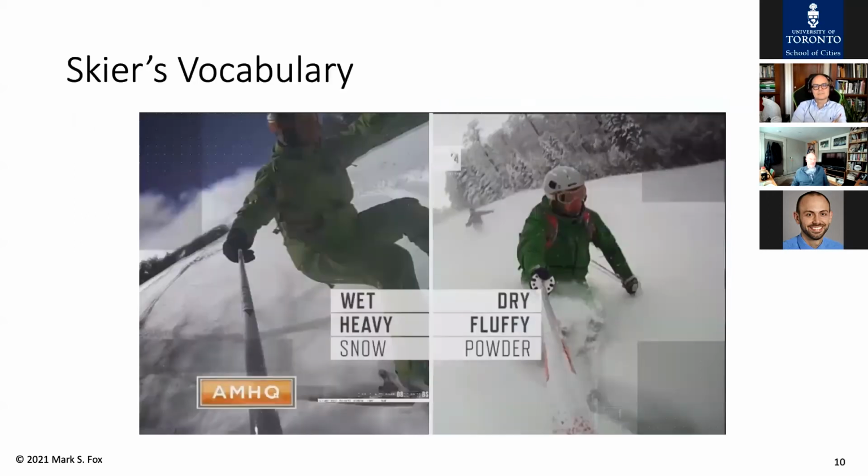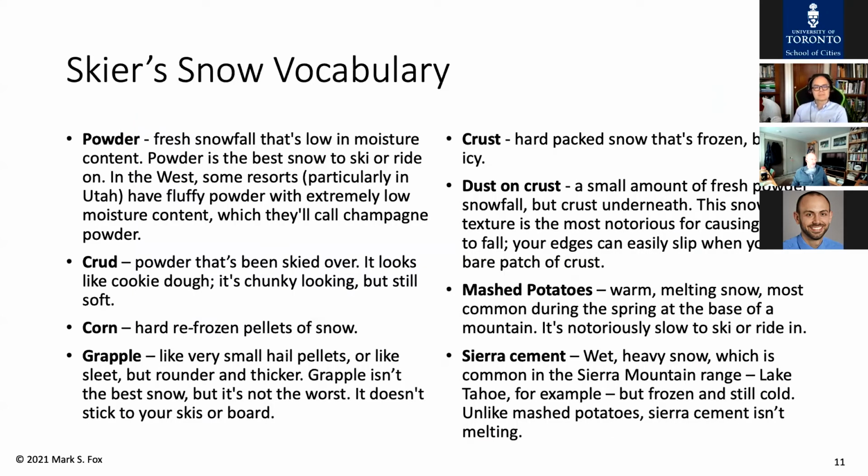On the other hand, if I'm a skier, I actually have a richer representation. I have a high fidelity representation where I represent things such as powder, crud, corn, grapple, crust, dust on crust, mashed potatoes, Sierra cement, for those of you who do skiing for real. This is all important because it will change the way you ski. It will change the way you prepare your skis in terms of wax and other things in order to maximize your skiing ability. And so again, the issue here is dependent upon what I'm going to use my knowledge representation for, I'm going to have a differential level of precision in the representation.